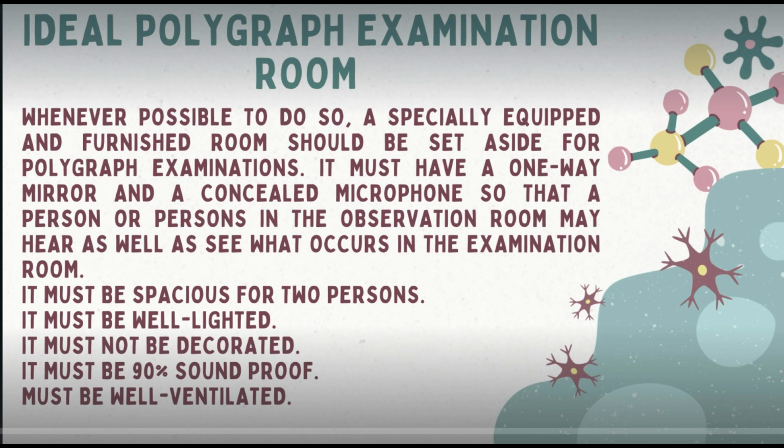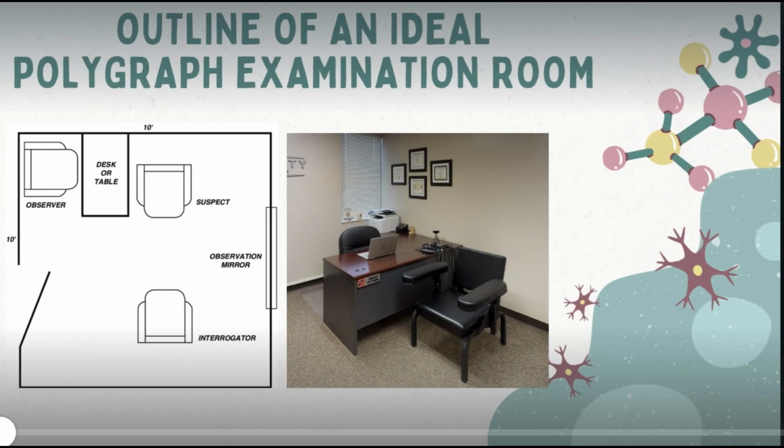Next, it should be spacious for 2 persons. It must be well lighted. It must not be decorated kasi magkakaroon ito ng distractions sa examinee. Next is it must be 90% soundproof and it must be well ventilated. These pictures are the outline of an ideal polygraph examination room. So makikita natin sa pictures na may mirror, tsaka may dalawang chairs, desk at table kung saan may observer sa examinee at saka examiner.